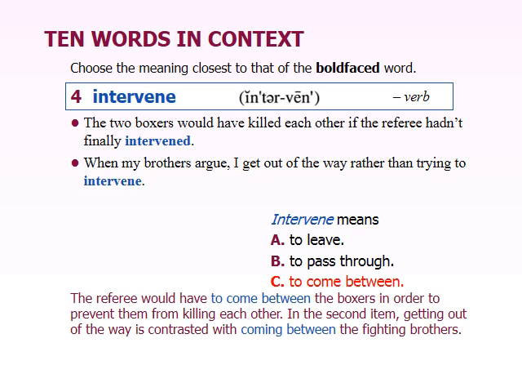In the second one, we have an argument between the two brothers, and he's saying, I get out of the way rather than intervene. So instead of coming into the middle of the argument, the person stays out. So what intervene really means is that you're getting in to break something up. Normally you're intervening in a situation where things are bad, and so a third party comes in to try and fix some sort of conflict between two people or two countries or two groups of people.